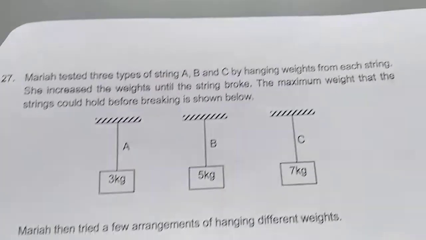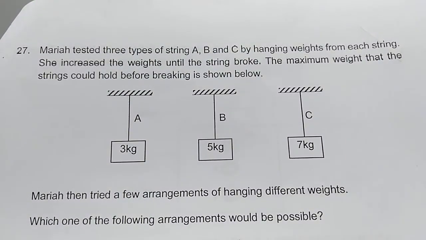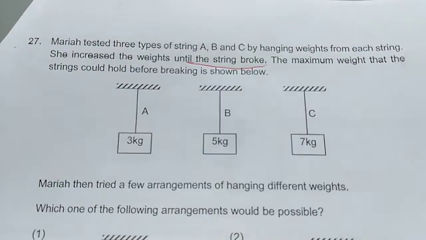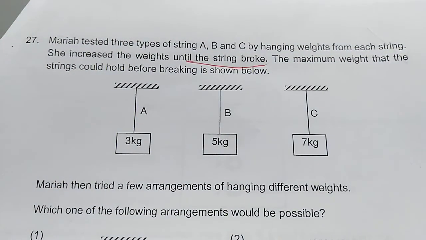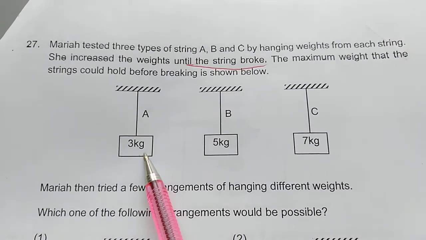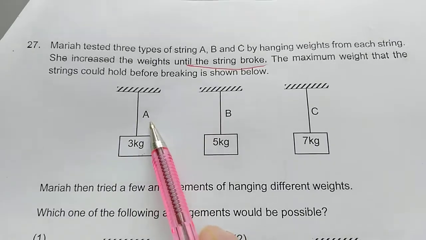Last two questions. Now, Maria tested 3 types of string A, B, and C by hanging weights from each string. She increased the weights until the string broke. There's a condition: until the string broke. If it broke, it means that the weights are more than what the string can handle. For example, this string can handle 3 kg. Anything beyond this one will break.